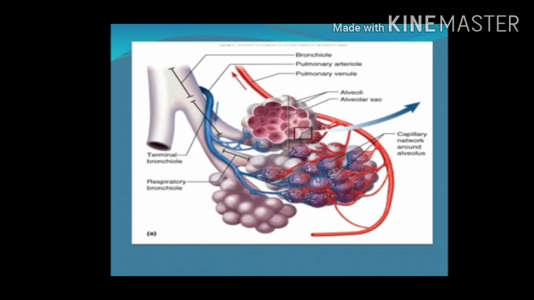In this picture, you can observe the structure of alveoli. The terminal bronchioles give rise to the respiratory bronchiole, which branches off and is connected with the atrium. The atrium contains many alveoli. Also, you can observe the capillary network around the alveoli.